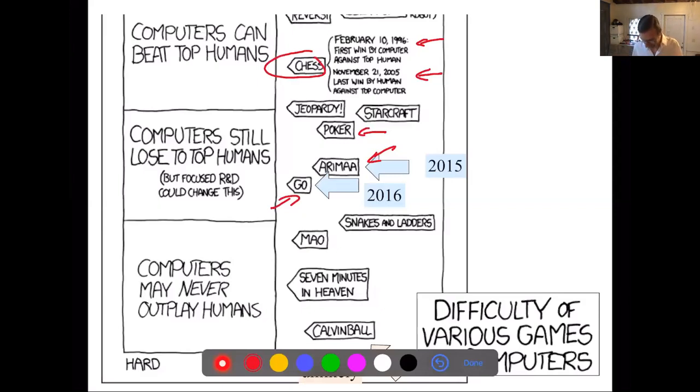Yeah, these are funny. Calvin Ball is a made-up game in Calvin and Hobbes that computers will never be able to win. And snakes and ladders, computers can win and humans can win because it's totally random. Nobody has control over dice, right?